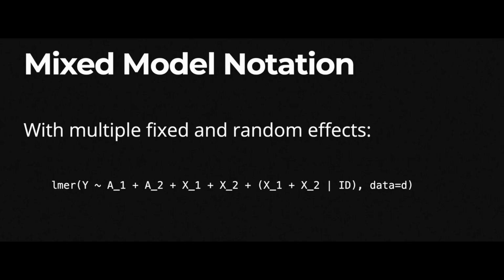And what about multiple fixed and random effects? It might look like this, where you've got A1 and A2, both fixed effects, x1 and x2, both random effects, but again, they show up in the fixed area too. So are you getting a feel for how the syntax goes? Now let me talk about some unusual models.